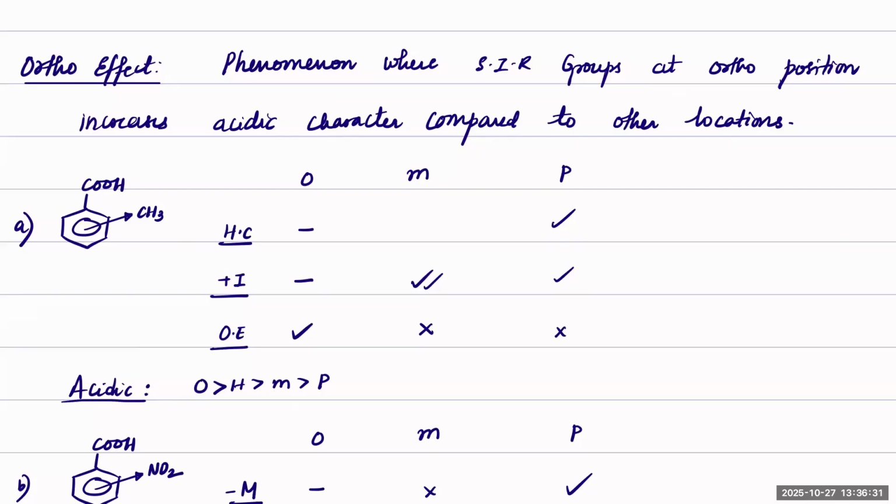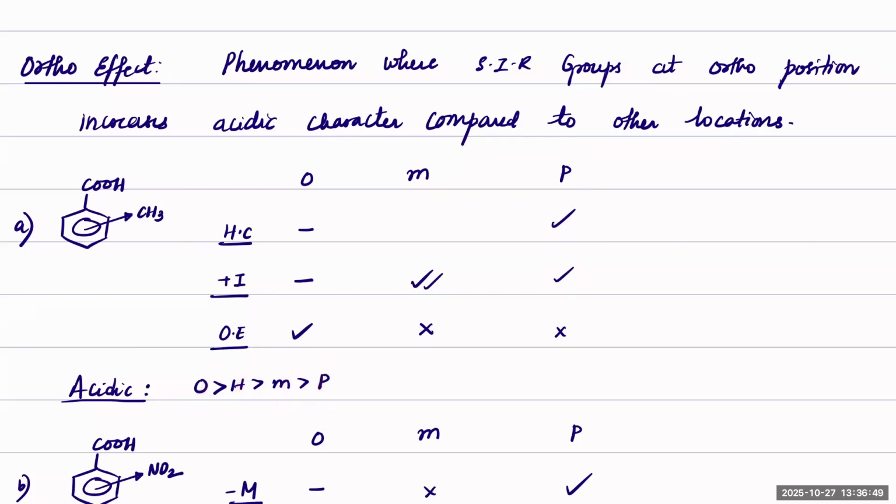Then next, at the meta position you have only plus psi, and in the para position you will have plus psi as well as hyperconjugation. Therefore, ortho, then hydrogen, then meta, then para. So that will be the acidic character.